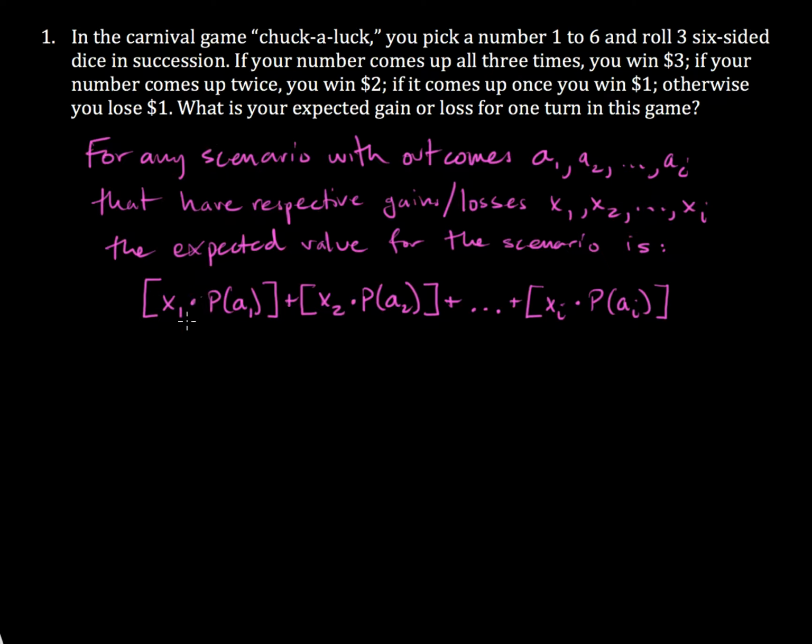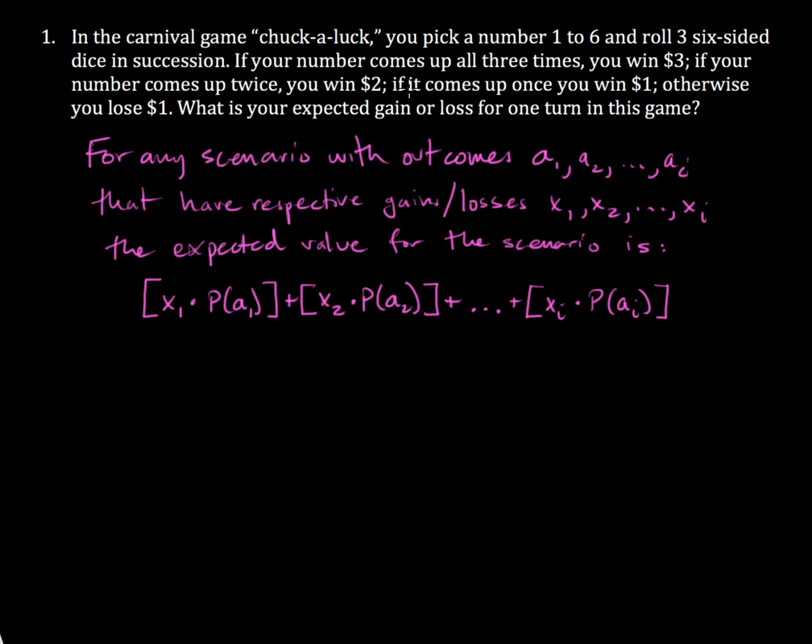Or put another way, we simply take the expected gain or loss and multiply it times the probability of the event that would lead to that particular gain or loss, and we do that for every possible outcome or event within the scenario. So in the first problem that we're going to look at, we have a carnival game where you pick a number from 1 to 6, and then you roll 3 six-sided dice in succession. So it's like 3 separate dice rolls.